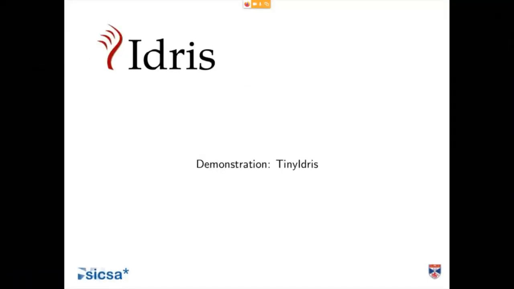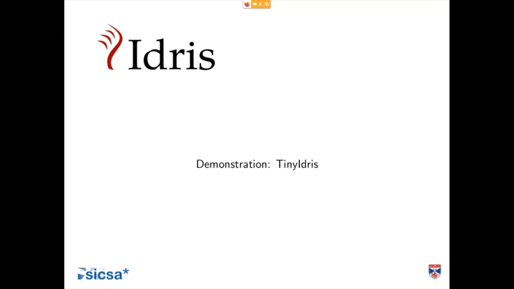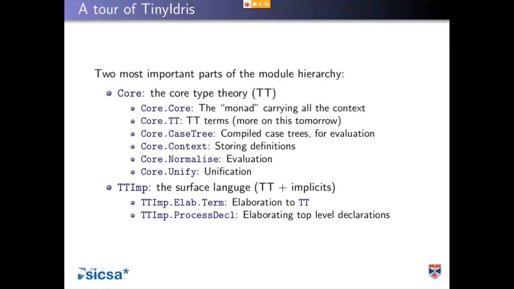So I think that's a good point to stop for today. We're going to really dive into the code of Tiny Idris tomorrow. What I'd suggest you do, as exercises in the meantime, is take a look over the code and browse through what each of these modules is doing. If you know a little bit about what the terms of a type theory are, you'll be able to see inside core.tt a mapping from those terms to their representation. I'll work through that in more detail tomorrow.